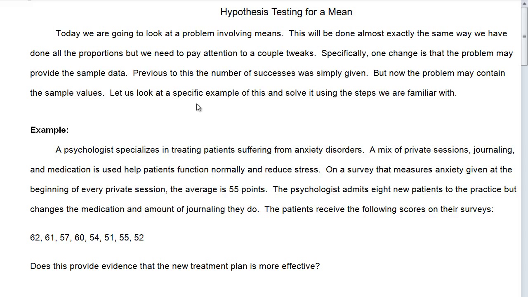Hey, good afternoon. This is Professor Gilmet, and today what I wanted to talk to you about is hypothesis testing for a mean. We have been looking a lot at proportions, and so now we're going to transition into a mean. So today we're going to be looking at a problem involving means.